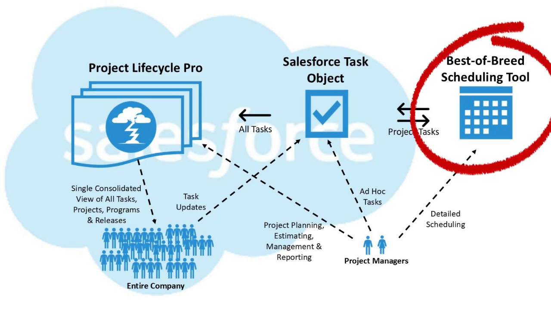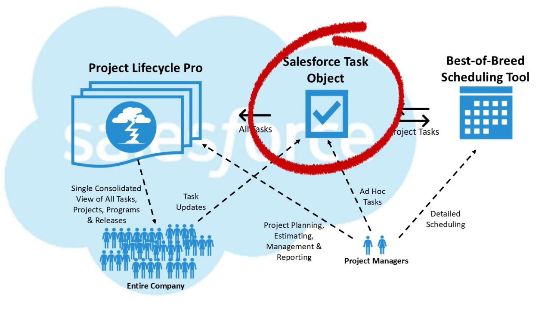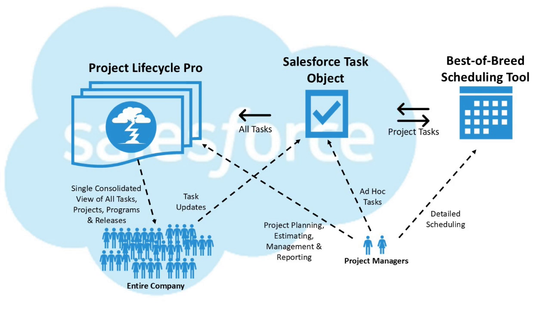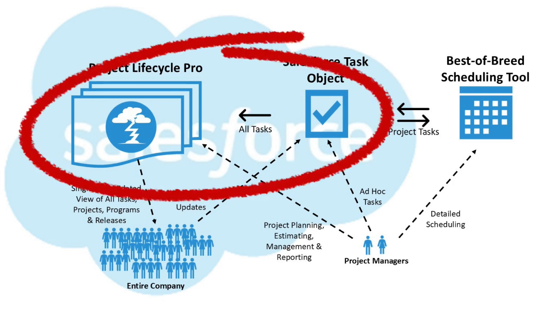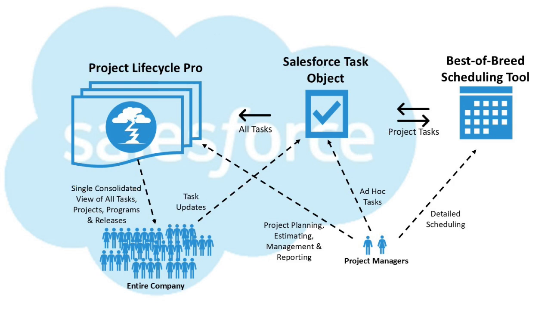The third difference is the ability to utilize a best-of-breed scheduling tool while providing a single source for assigned tasks. Of course, you want a single source of the truth for all project data. All of the project data is stored within PLP and the Salesforce task object. The Salesforce tasks are interfaced and synchronized with the external scheduling tool. I will help you build this interface if it doesn't already exist, but most scheduling tools already have interfaces built for Salesforce. Okay, let's dive into the key functionality differentiators.